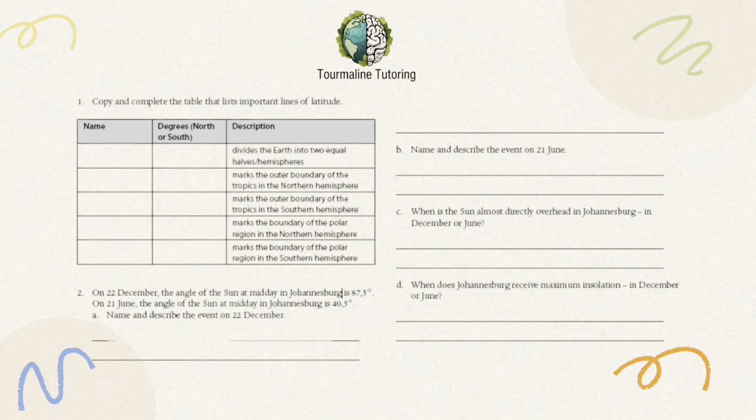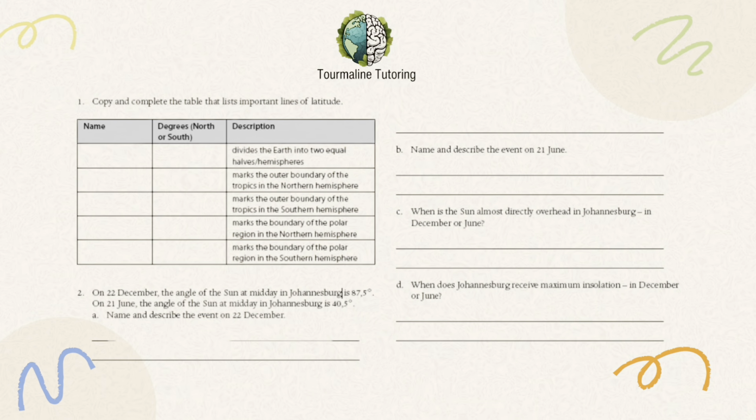B, they asked us to name and describe the event on the 21st of June in Johannesburg, and that is the winter solstice in the southern hemisphere. And that is because the sun is directly overhead the Tropic of Cancer, which is located 23.5 degrees north of the equator. So because the sun is now more in the north, it becomes winter for us in the southern hemisphere. And the sun is at its lowest point in the sky at midday, and this is the shortest day of the year in the southern hemisphere.